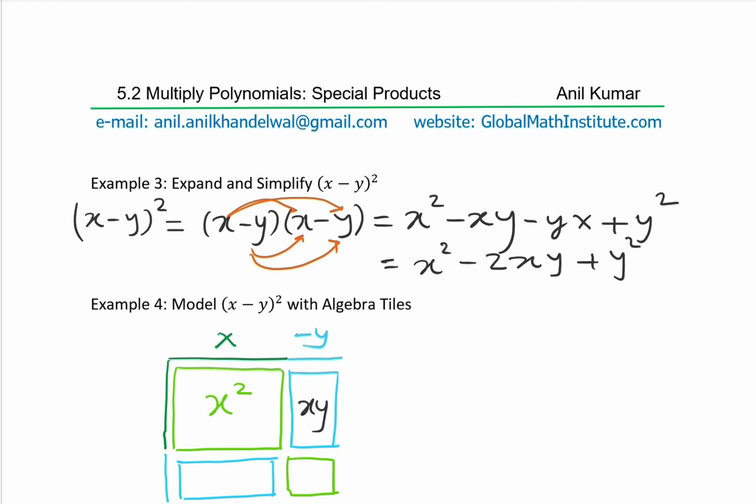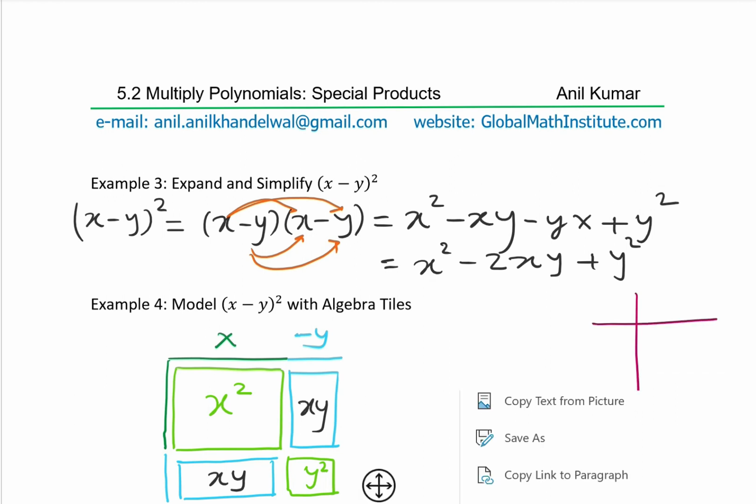So what we get here is two negative xy's, and we do get positive y squared. The reason for positive y squared is that two negatives are multiplied. Perfect. So let me summarize what we did here: we are now doing multiplication with positives and negatives, right?